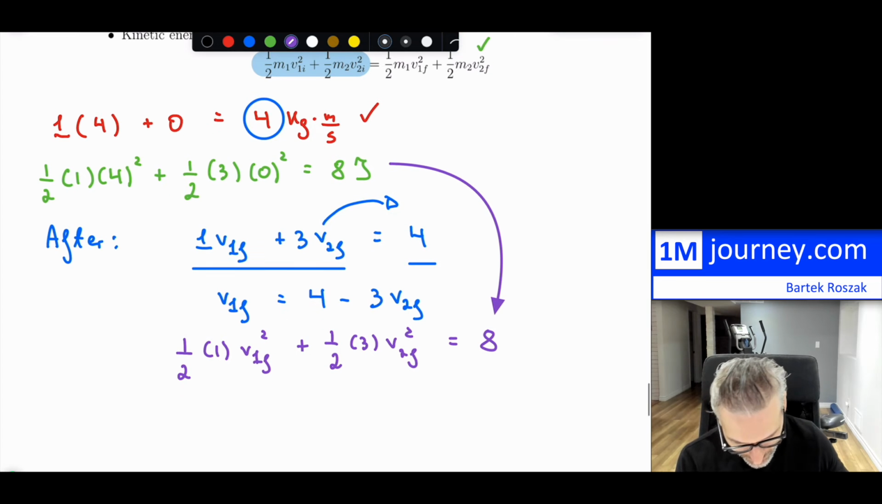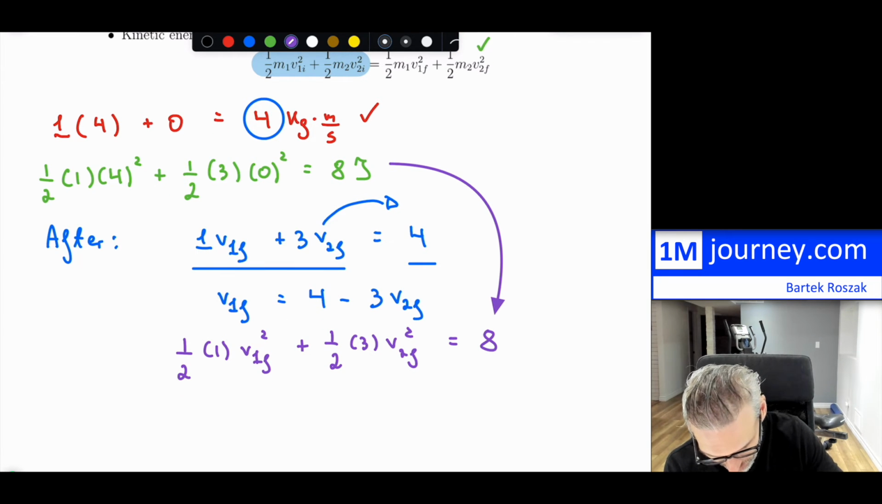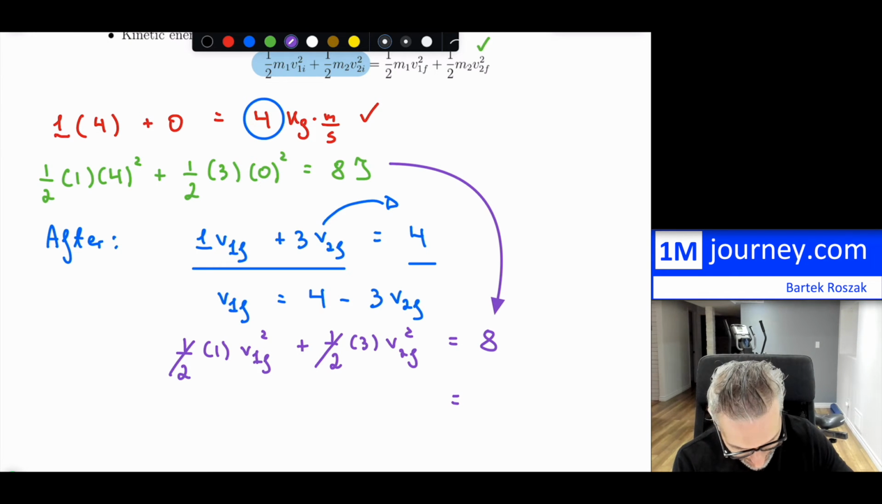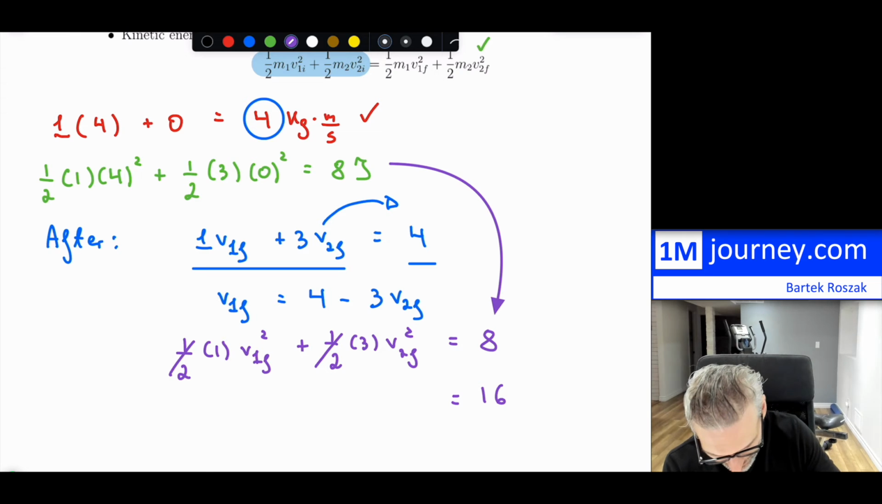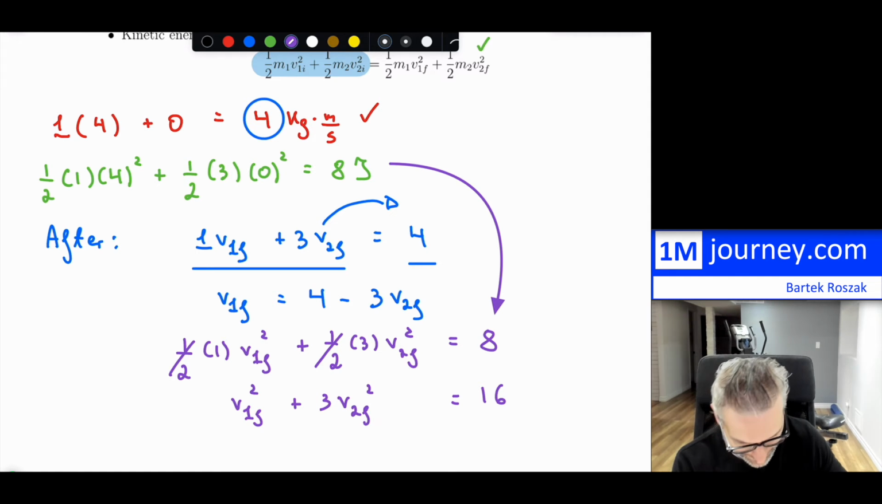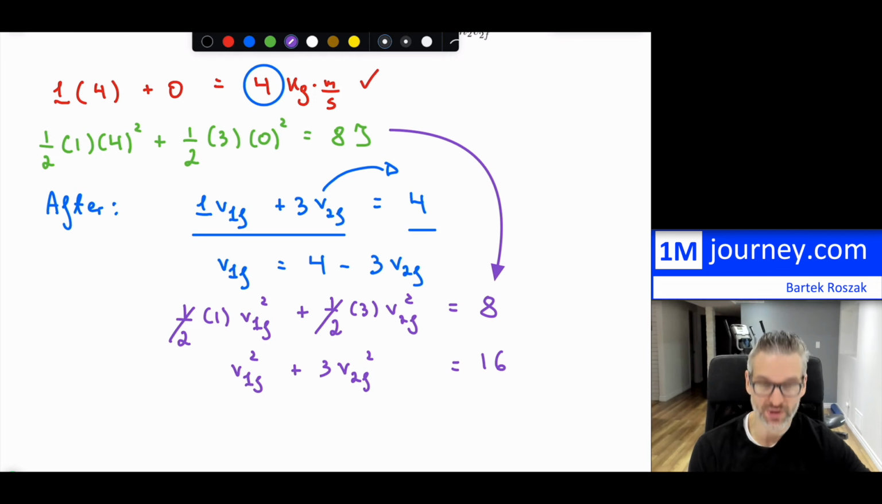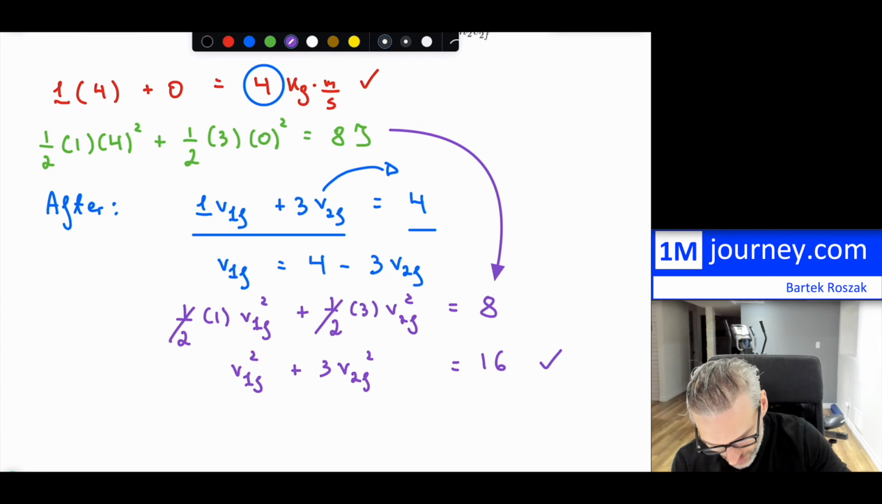So within here, I can certainly get rid of the 2. I can multiply both sides by 2, and this is going to be 16, equal to V1F squared plus 3 V2F squared. And now I have a second equation. So what do you do here? This is definitely not a linear equation because it has the square, so it's a quadratic of some form. It is in 2 variables, but notice that I can substitute this into this equation.